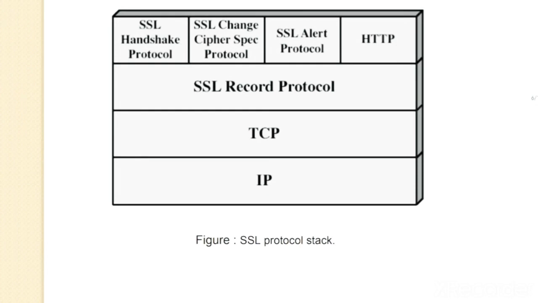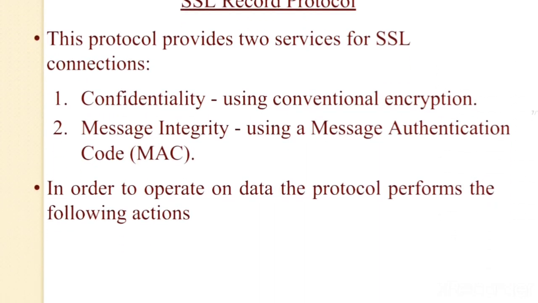Now see this diagram. This is the SSL protocol stack having four different protocols: SSL Handshake Protocol, SSL Change Cipher Spec Protocol, SSL Alert Protocol, and HTTP. And these are the three layers: SSL Record Protocol, TCP, and IP protocols. Now we will discuss it one by one.